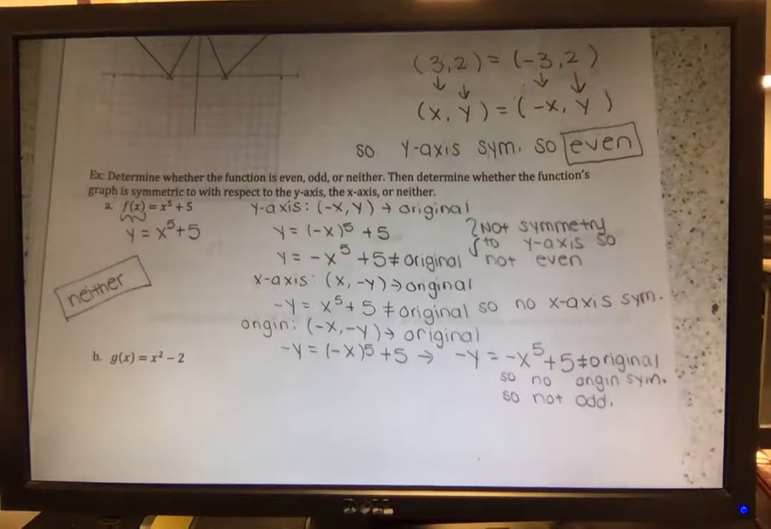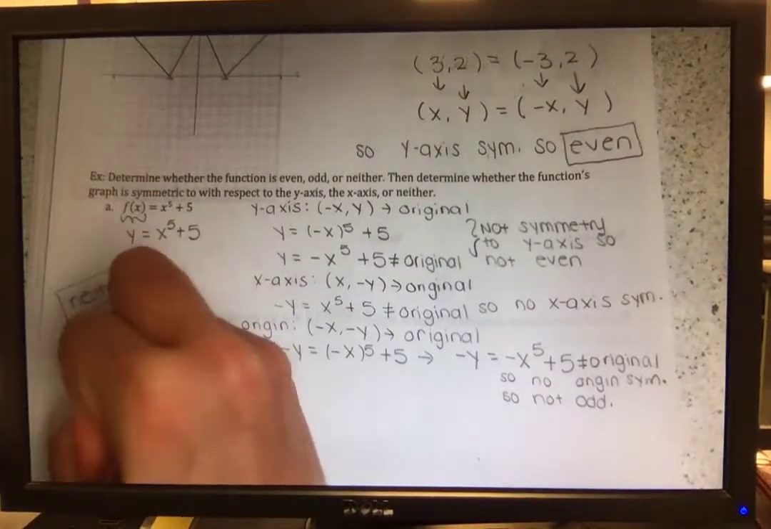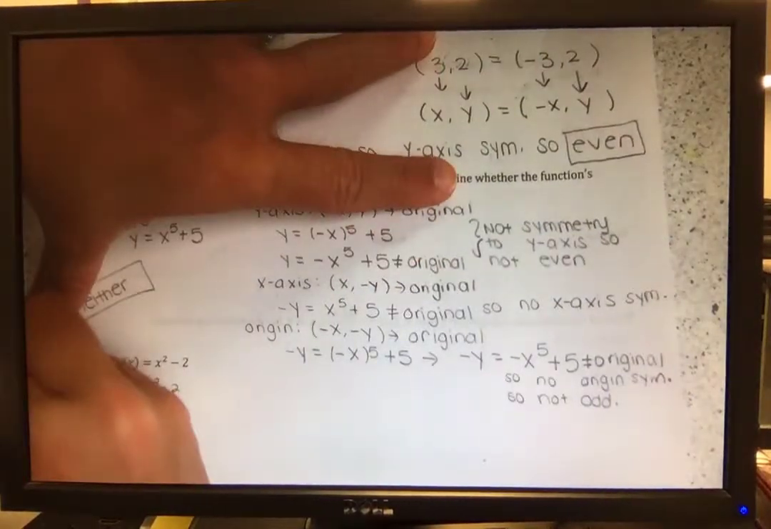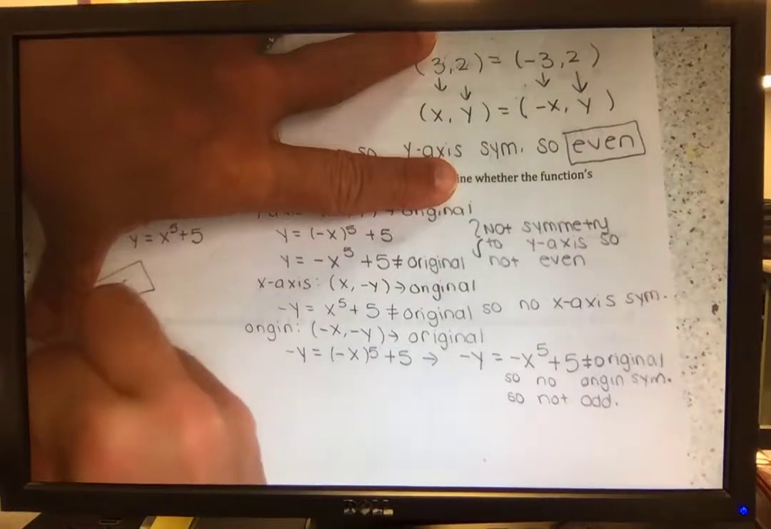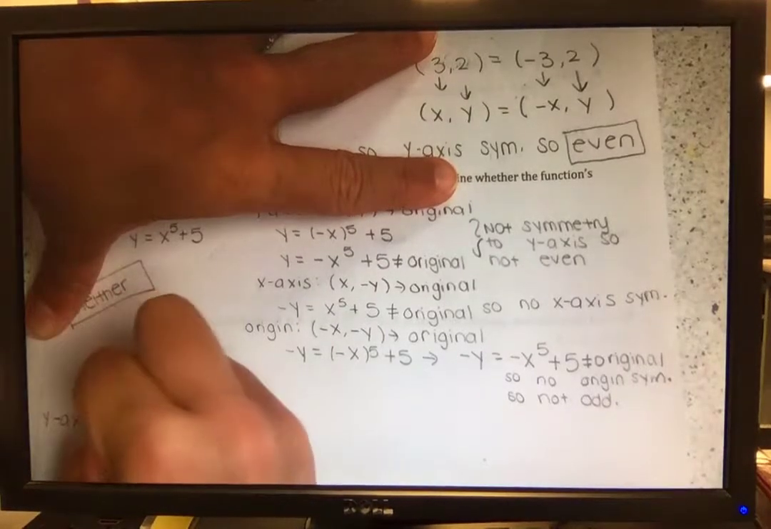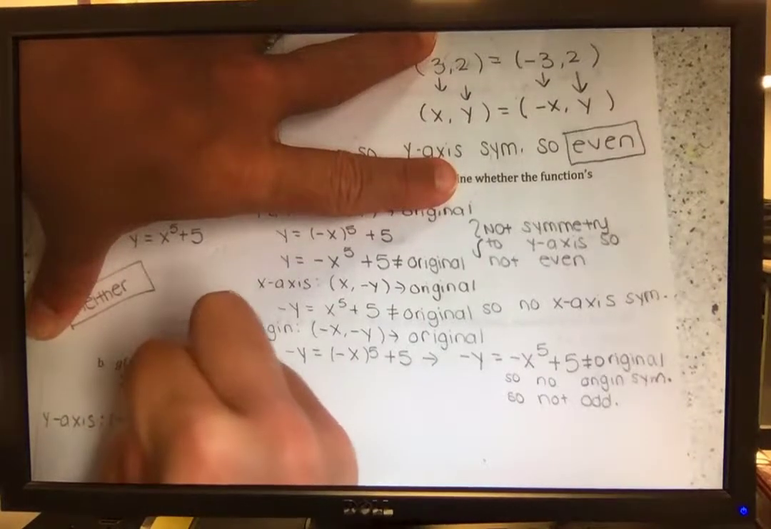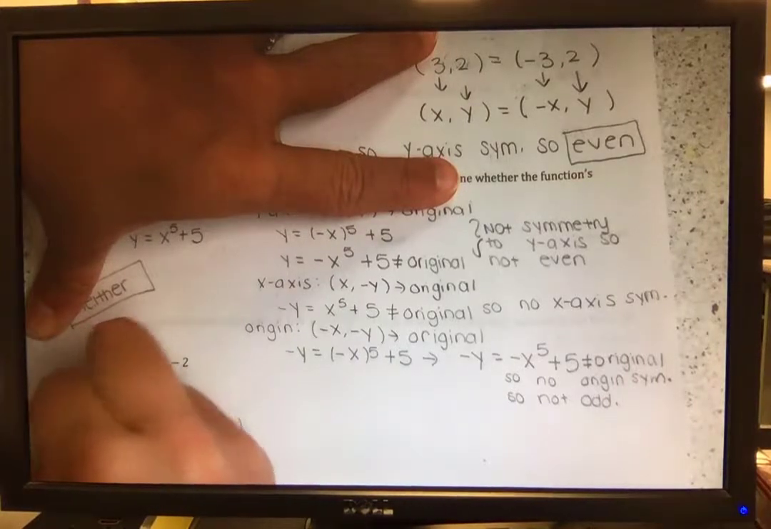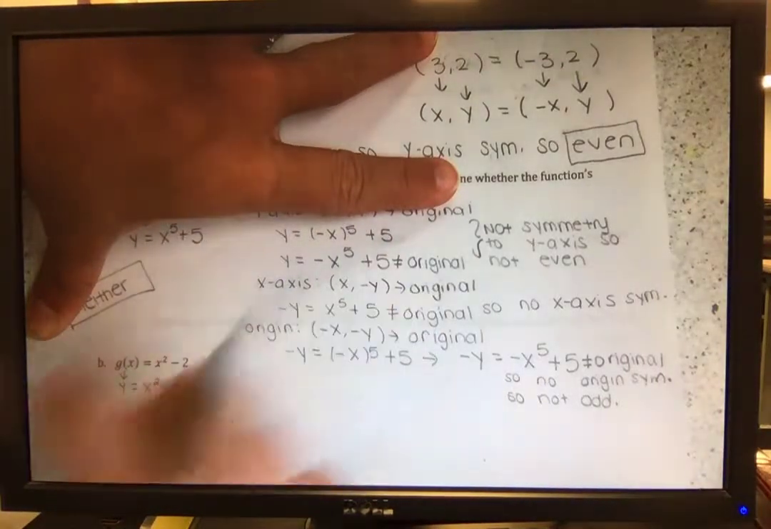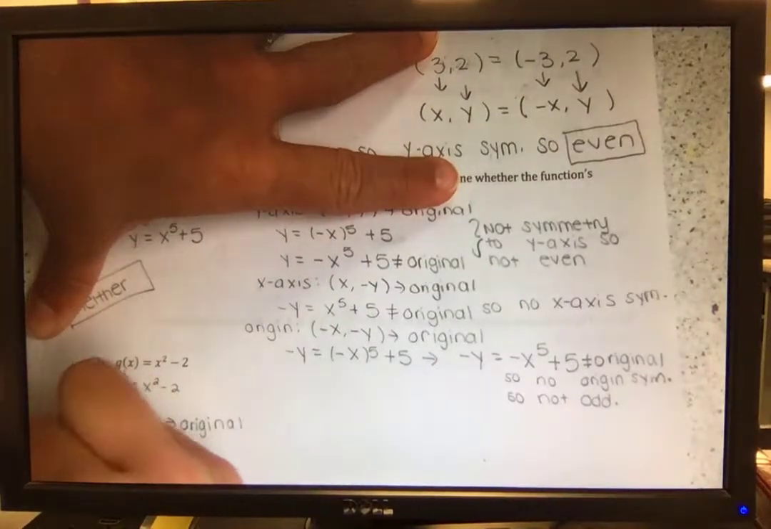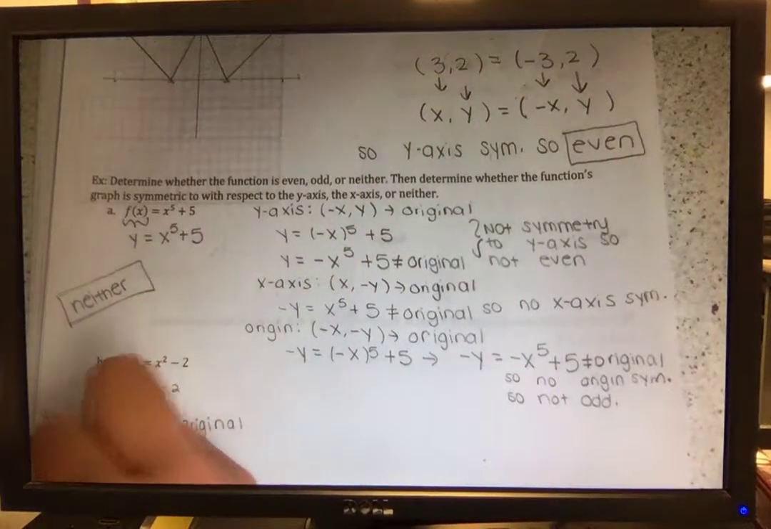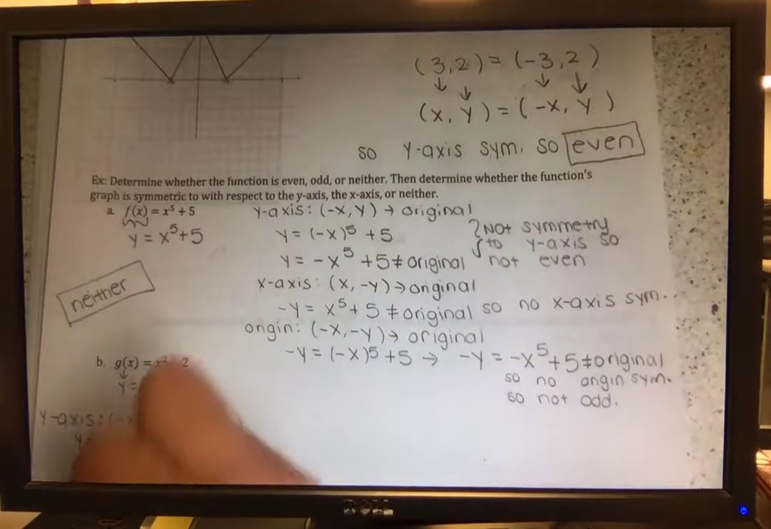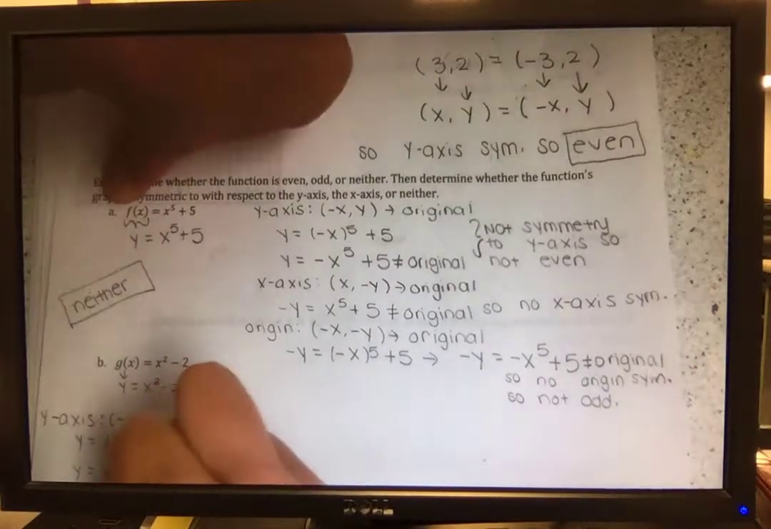Same thing for example B, we have g of x. G of x is the same thing as y, equals x squared minus 2. First testing y-axis symmetry. We're going to plug in negative x to see if we get the original equation out. So we have y equals negative x squared minus 2. So y equals negative x squared. So negative x times negative x is positive x squared minus 2. So we have y equals x squared minus 2, which is the original.